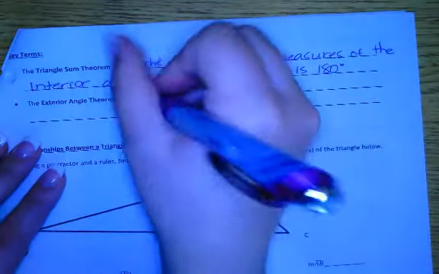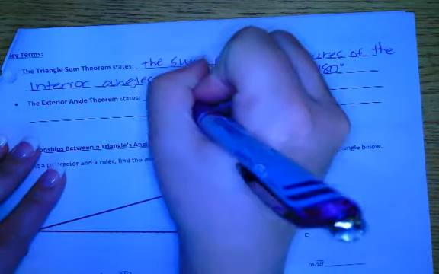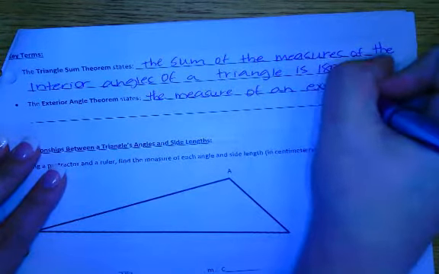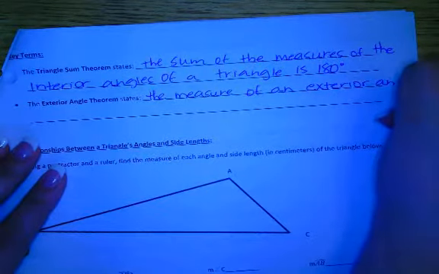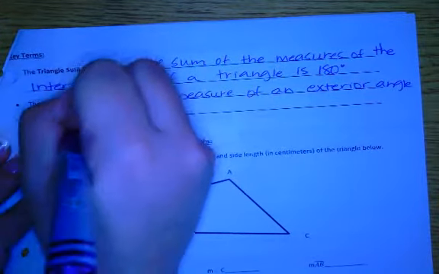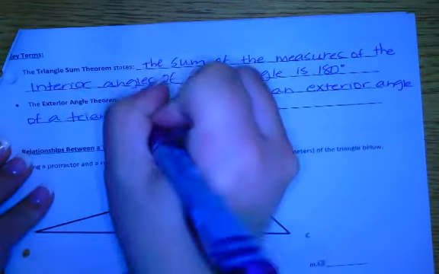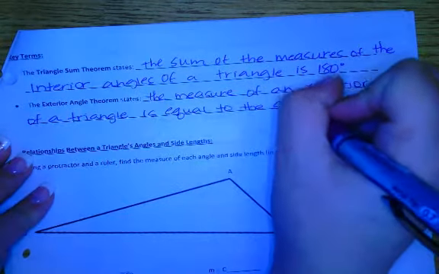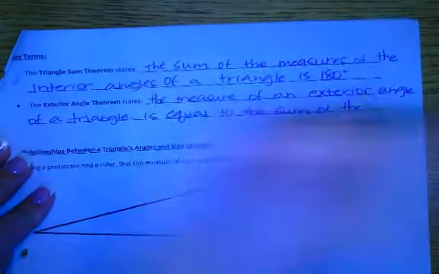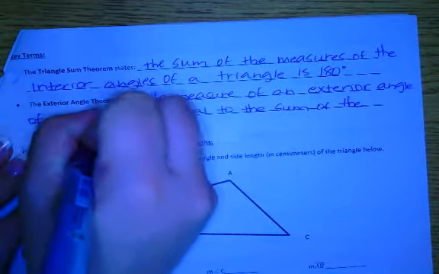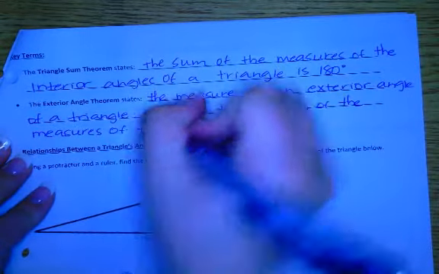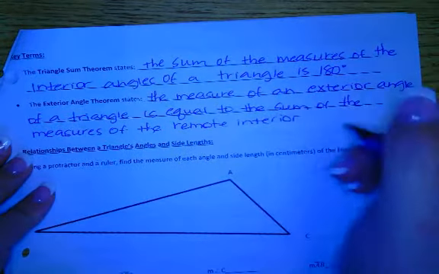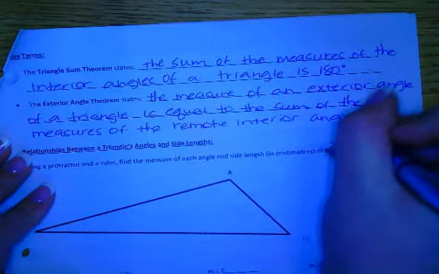Exterior angle theorem says the measure of an exterior angle of a triangle is equal to the sum of the measures of the remote interior, that just means non-adjacent, the remote interior angles of the triangle.